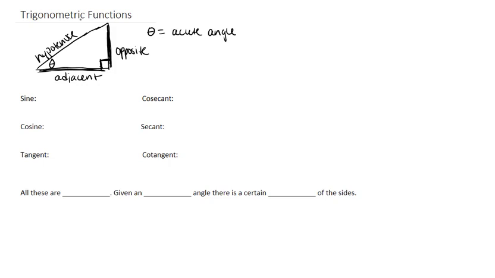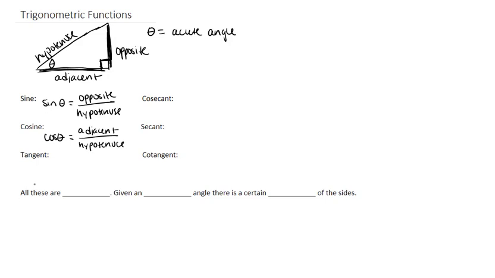So we have 6 different functions. When we show a sine angle, we have sine of the acute angle, and this is going to be the opposite over hypotenuse. Now our cosine angle, which is also represented like this, is our adjacent over hypotenuse.